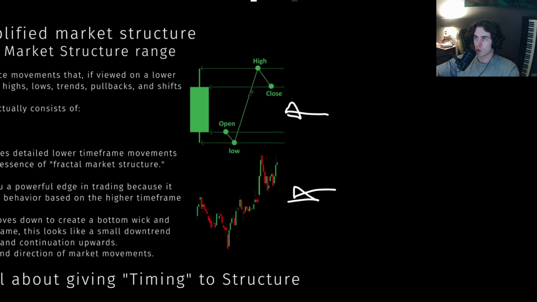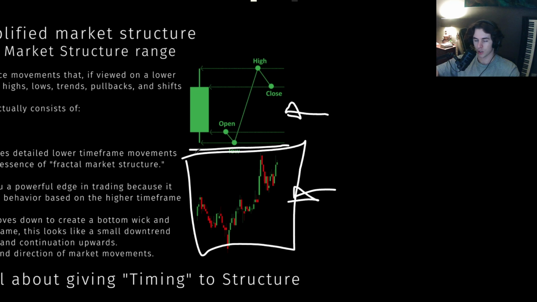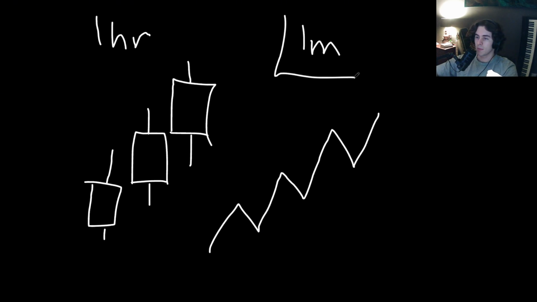And let me explain. You should already know by now that higher time frame candles are made up of lower time frame market structure. Price is fractal. So this might be the hourly chart, where each of these candles is 1 hour. If we go on to the 1 minute, what that would look like, it would look like 1 minute market structure making higher highs and higher lows. And just by looking at this 1 minute market structure, you could find a nice area of interest.